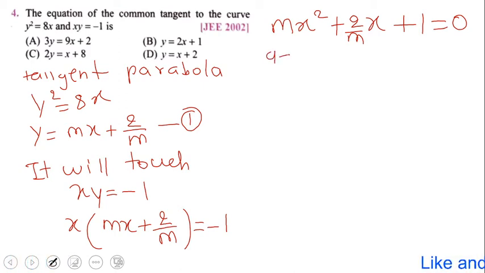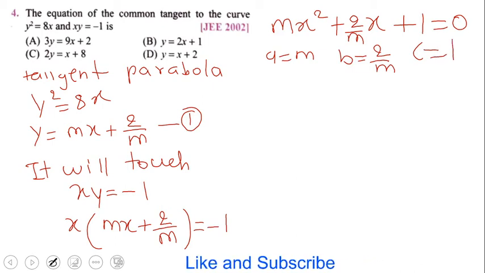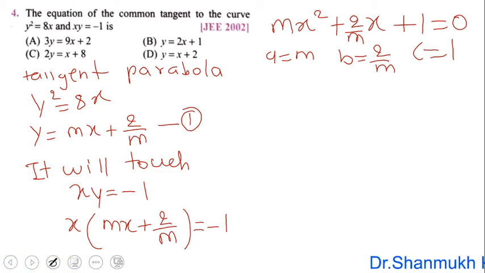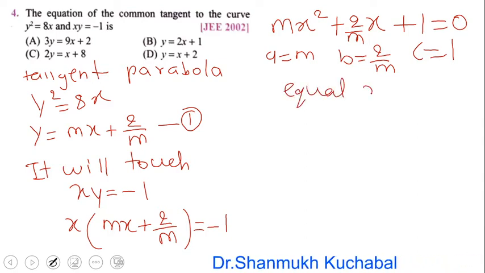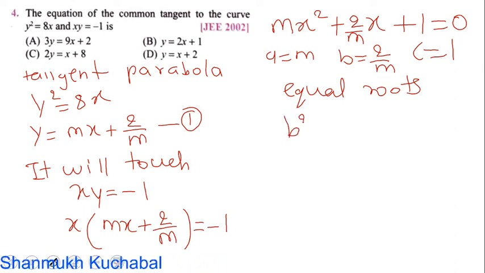So a is m, b is 2 by m, c is 1. We observe that the point of contact is the same, therefore they have equal roots, depending on the common tangent and common point of contact. Equal roots means, as you have studied, b square minus 4ac equal to 0, or else we can write b square equal to 4ac.